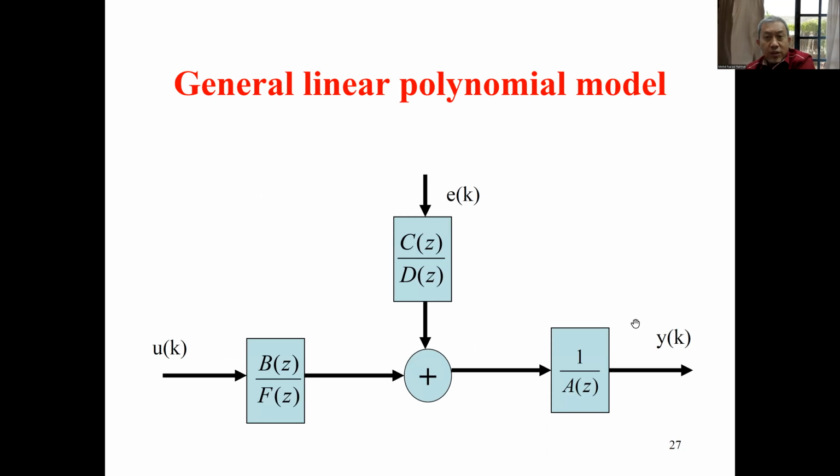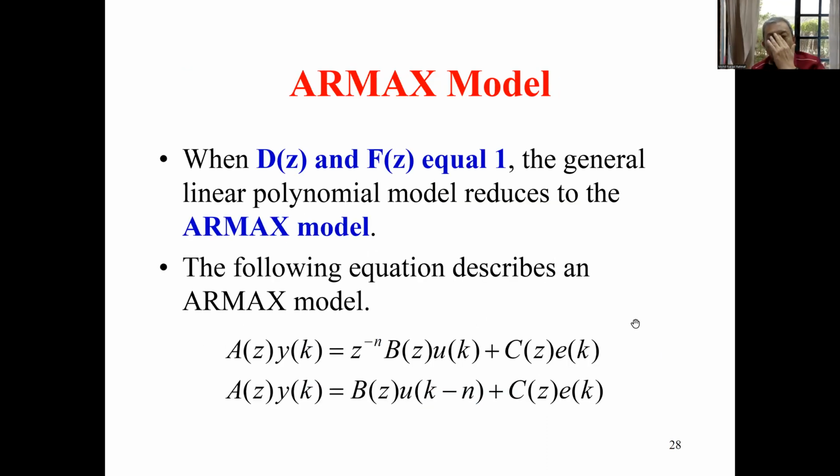Coming back to the general linear polynomial model, we go to the second part, which is the ARMAX model. So what is the ARMAX model? The ARMAX model is when we assume D and F equal to 1. So the equation becomes A(z)y(k) equal to B(z)u(k-n) plus C(z)e(k). Remember, for ARMAX, we assume D and F equal to 1.